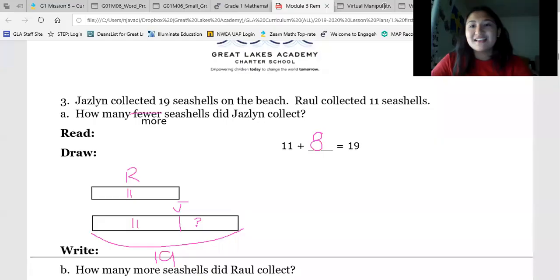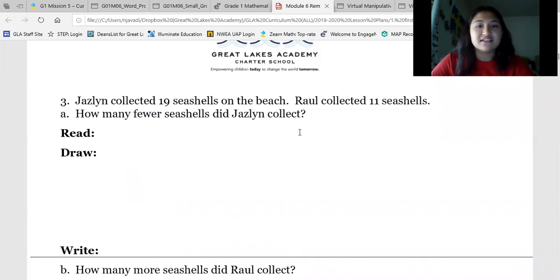Nice job. Scholars, you are going to solve the next 2 on your own about Jaslyn and Raul and the seashells. Then it's all your independent practice. Keep working hard on these word problems.